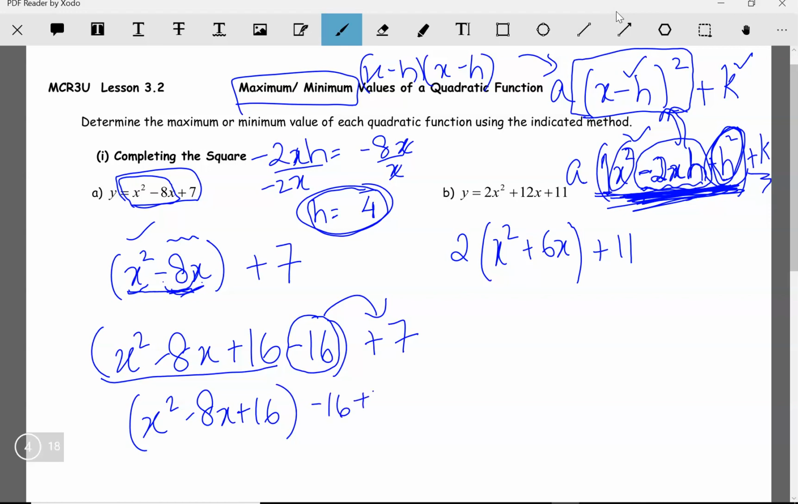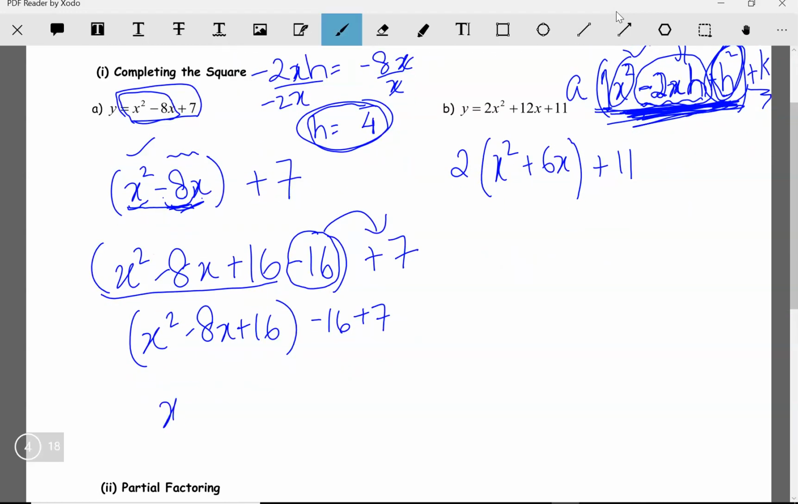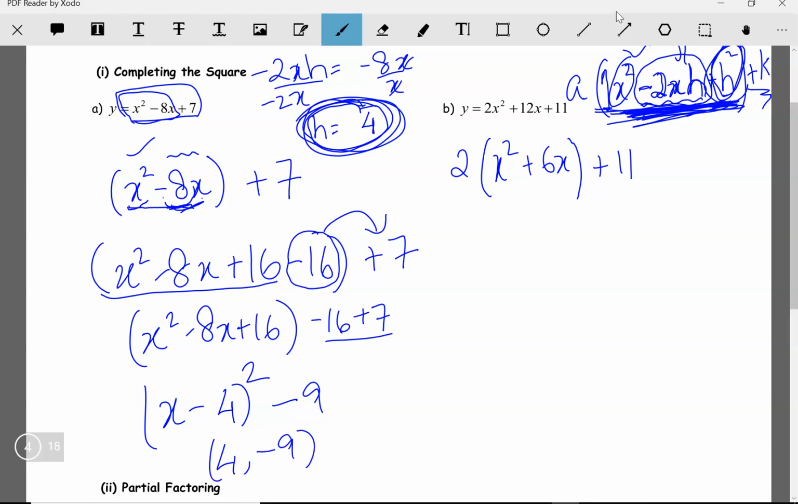So minus 16 plus 7, I'm going to combine that with my k value, so that this here becomes (x minus 4) squared. Again, I already knew it's going to be x minus 4, because I found my h equals 4, and this here is going to become minus, I can't add, 9. So my vertex here is (4, negative 9).